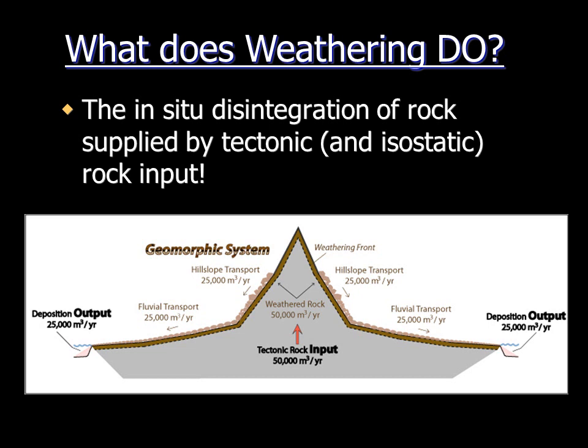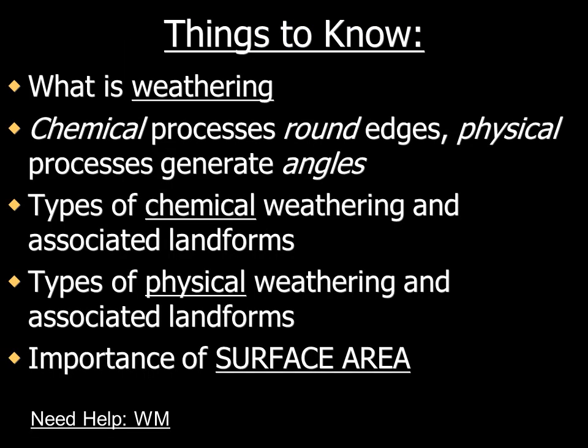So fundamentally, what does weathering do? It's the in situ breakdown of rock supplied by tectonic rock input. Don't worry about isostatic, I'm nerding out there. Just tectonic, right? As we build mountains, that rock comes up and gets exposed to our atmosphere. Weathering is the in-place breakdown of that rock. It forms this rind on the surface of the earth.